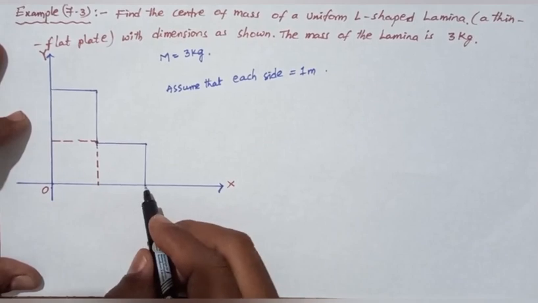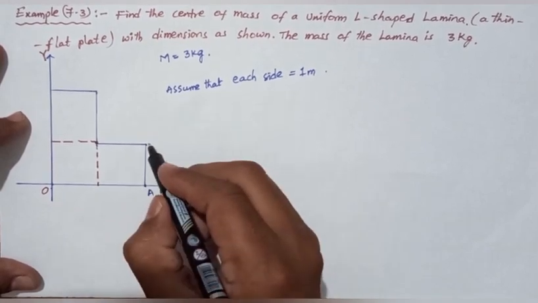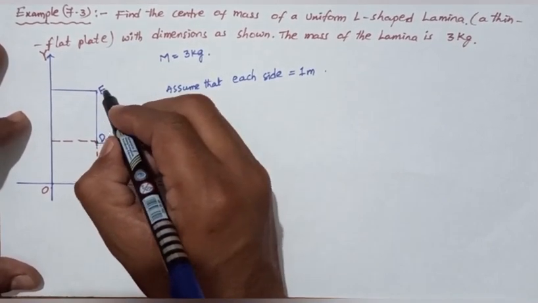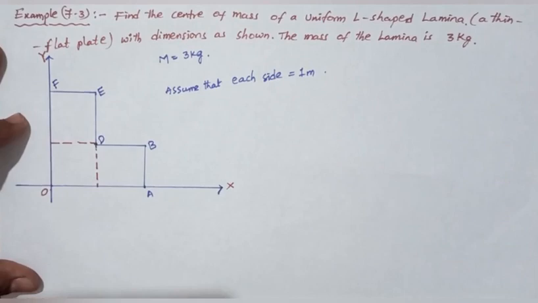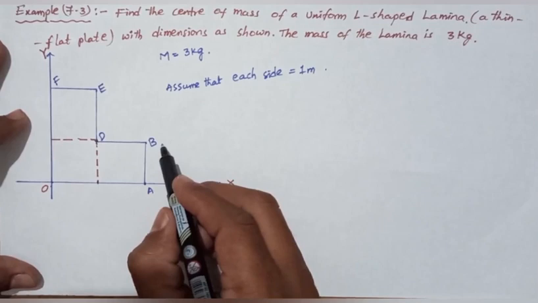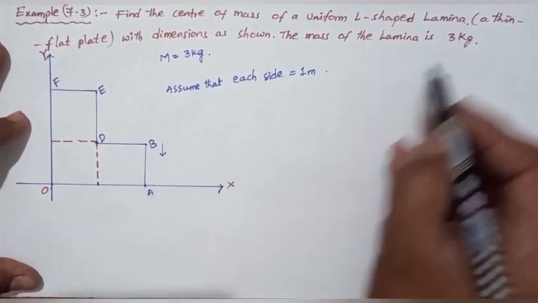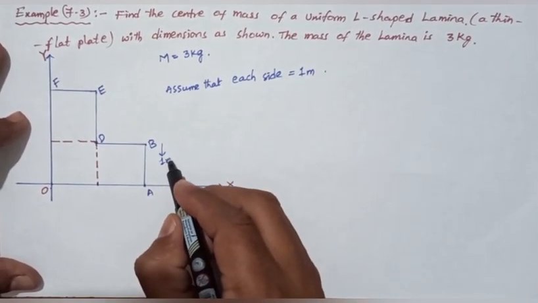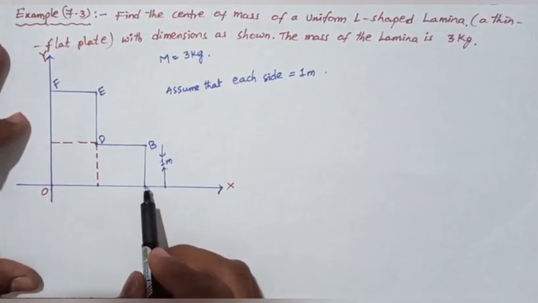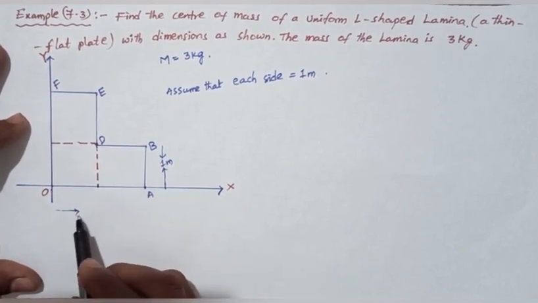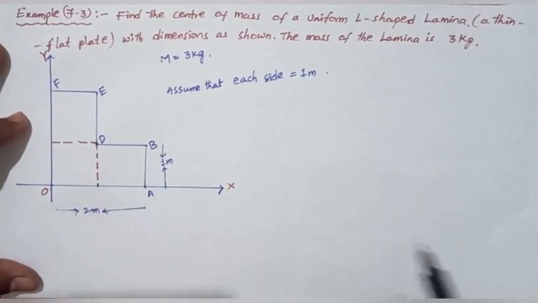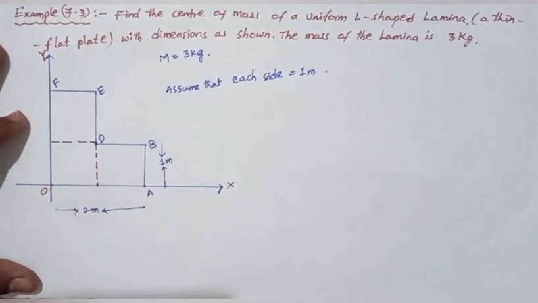The points are indicated: point A, point B, point D, point E and point F. Again the side is 1 meter. So what is the complete side? The complete side is 1 meter plus 1 meter, which is 2 meters.